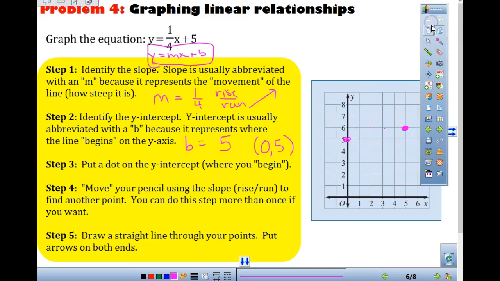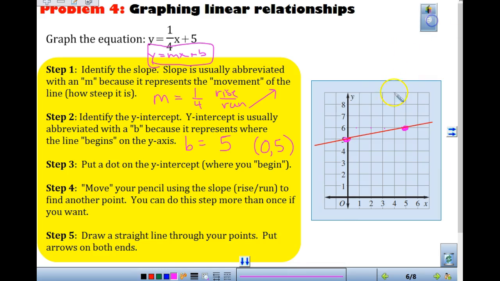And now you could use the edge of your workbook or the edge of your notes, and we are going to look at this point, and we are going to extend this line so that if I was looking at this straight line, mine's not exactly straight, but it's close. I want to put arrows on both ends, and I want to continue it going, and this would be my graph. Okay?